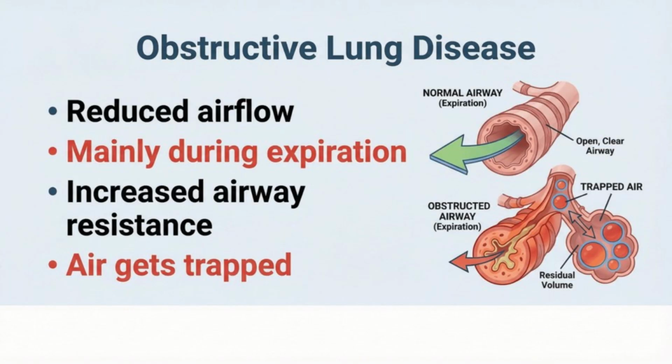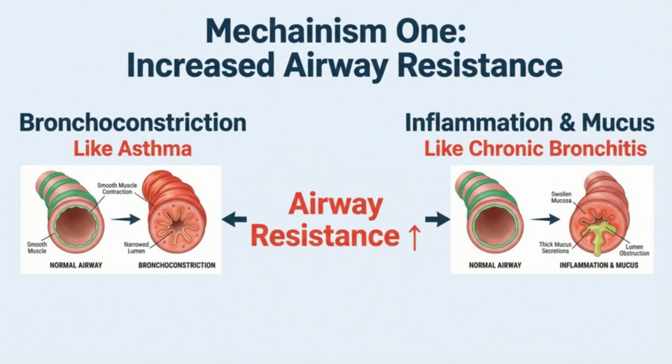First, obstructive lung disease. Obstructive lung disease means reduced airflow, mainly during expiration, because airway resistance is increased and air gets trapped. There are two main mechanisms that cause obstruction. Mechanism 1 is increased airway resistance. This happens from bronchoconstriction, like asthma. It also happens from inflammation and mucus, like chronic bronchitis.